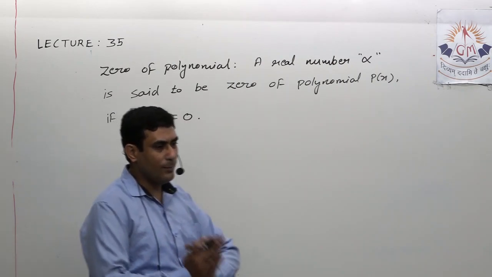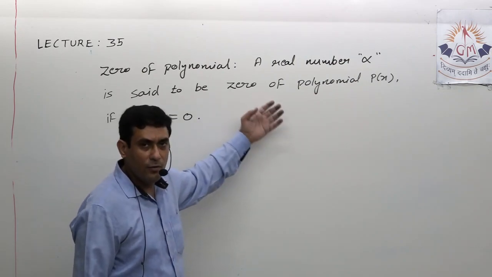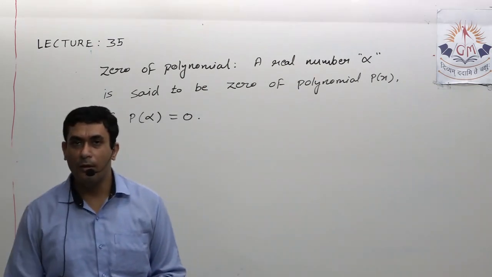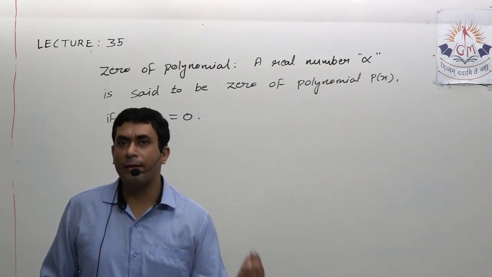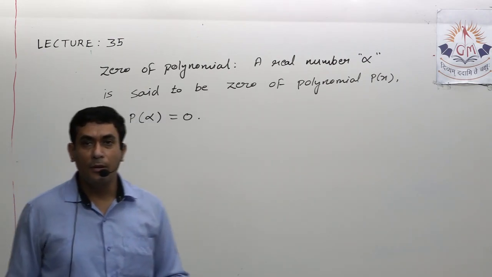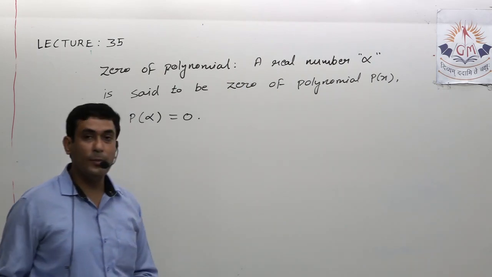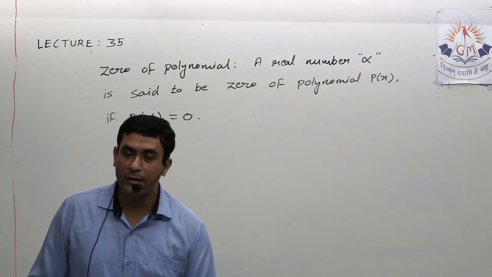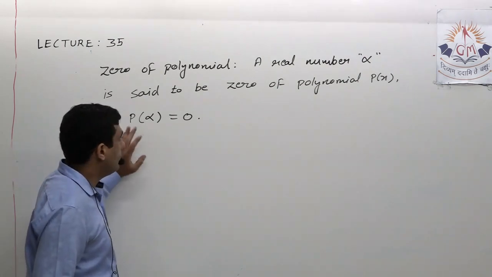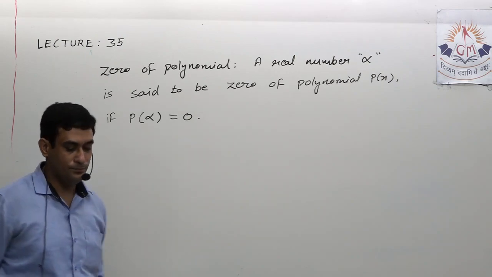Or in simple language we can say that the value of the variable for which the polynomial becomes 0 is called the zero of the polynomial. For example, if polynomial becomes 0 at x equal to root 2, we will say root 2 is a zero of the polynomial. If polynomial becomes 0 at pi, we will say pi is the zero of the polynomial. If polynomial becomes 0 at minus 1 by 2, I will say minus 1 by 2 is the zero of the polynomial. Okay, so note down this definition, we will come to the questions based on this concept.